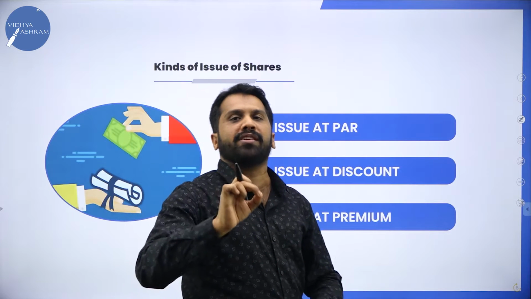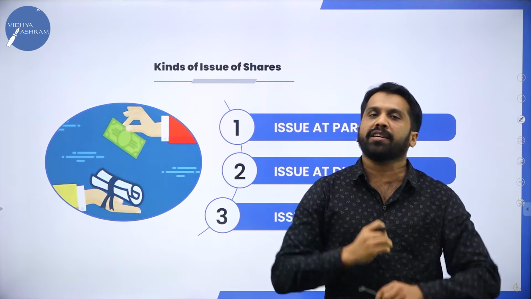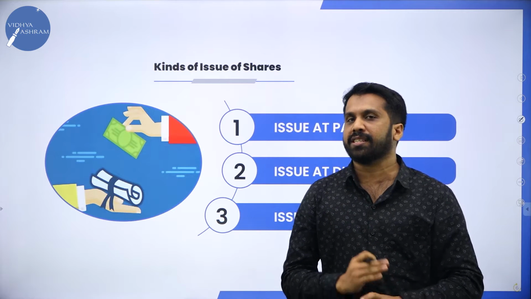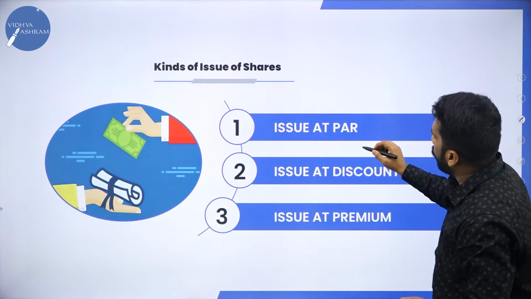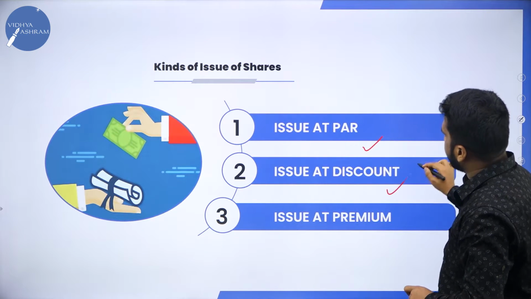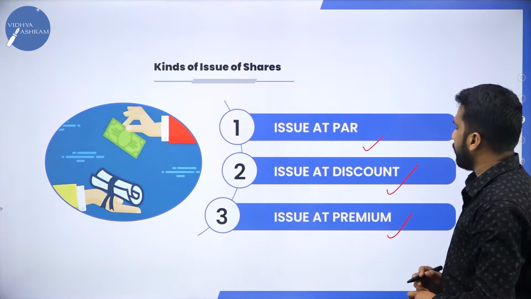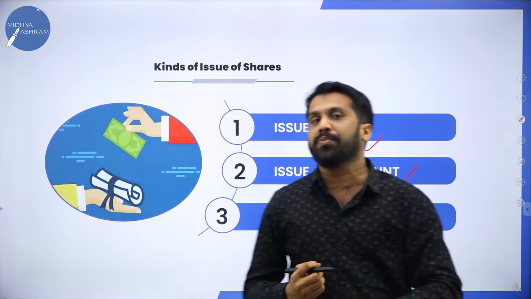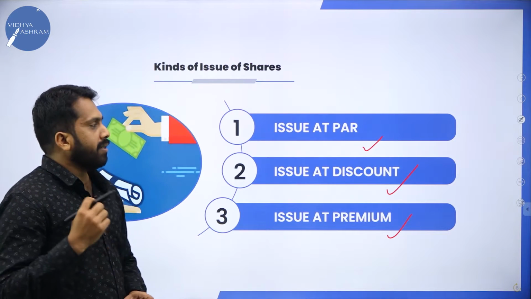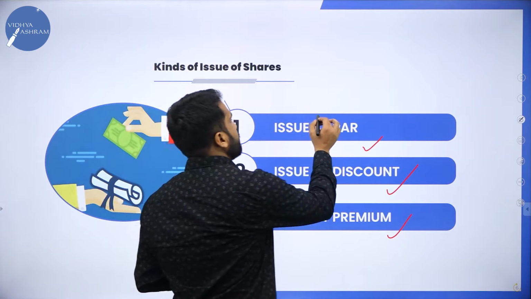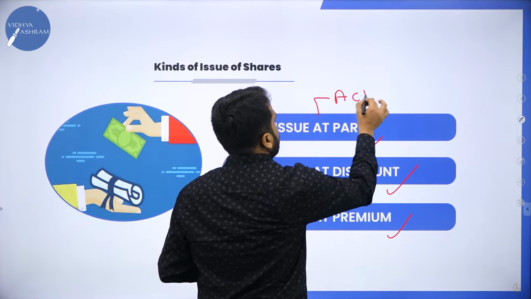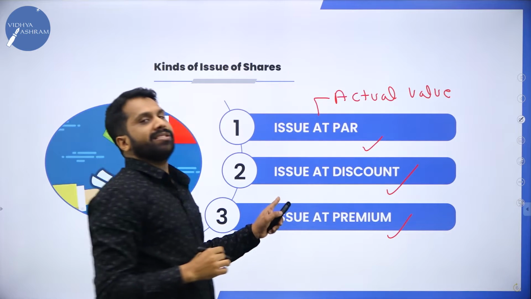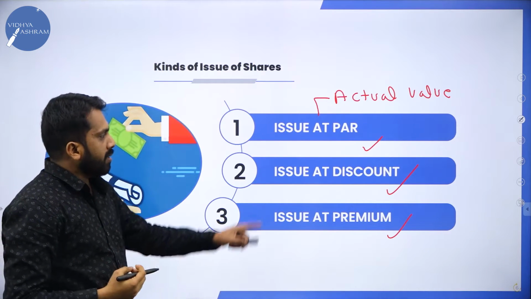After learning what is share capital and the types of share capital, now the question is, how do we issue shares? There are 3 ways: at par, at discount, and at premium. What do you mean by par? What do you mean by discount? And what do you mean by premium? Remember, par means actual value.